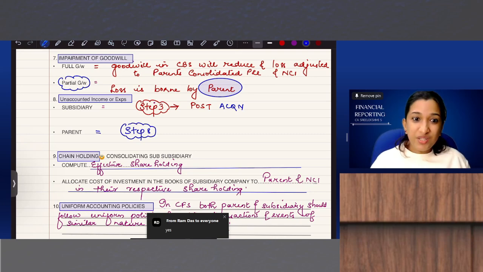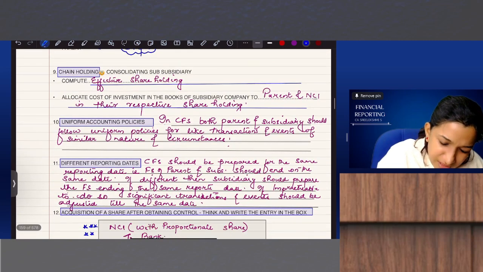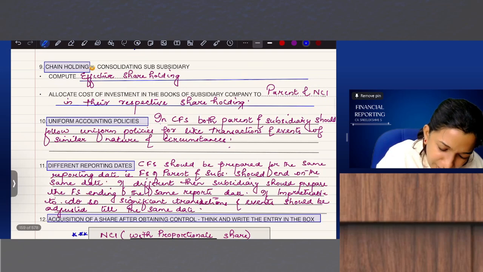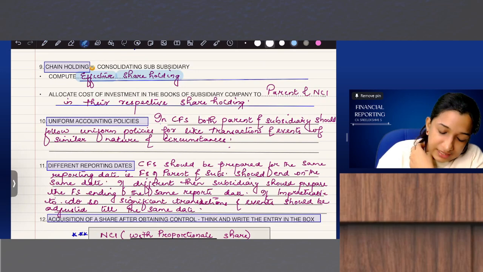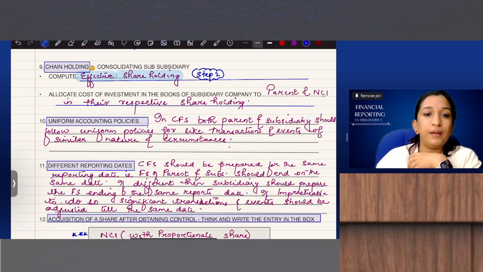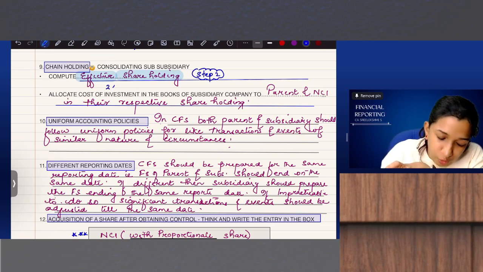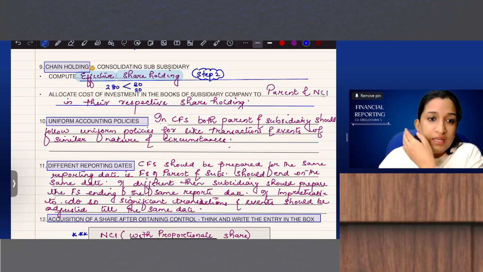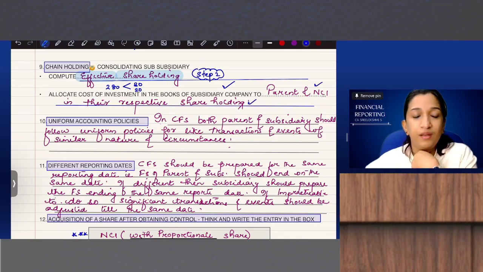Now chain holding, which we did just now, consolidating subsidiary. So what are my steps? Compute the effective shareholding in step number 2, and allocate the cost of investment. Here in that problem, 280 we allocated to parent and subsidiary in 80:20 ratio. So allocate cost of investment in the books of subsidiary company to parent and NCI in their respective shareholding. Are you clear?